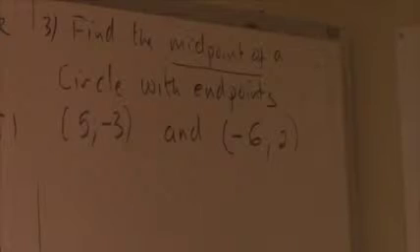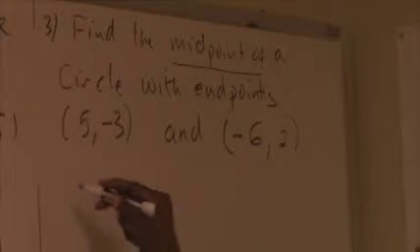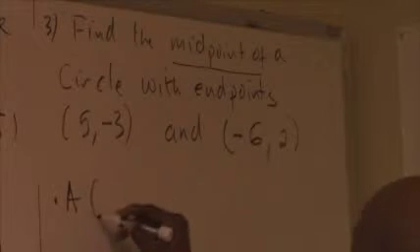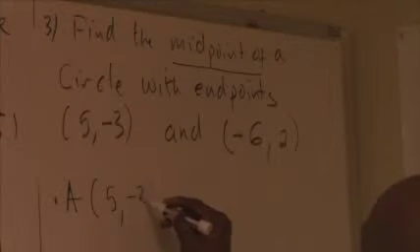We've been given the 2 endpoints, so we need to find the middle of it. The middle is sort of like the average. So we have to use the midpoint formula. So our 2 points, again, I'm going to call my points A and B.